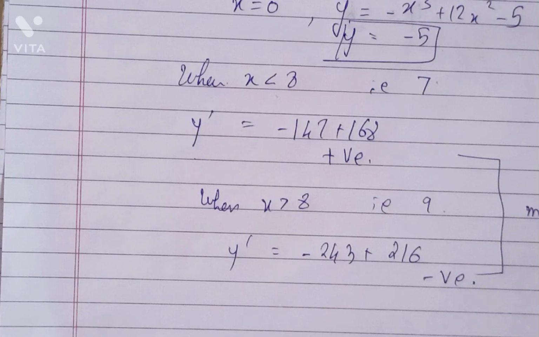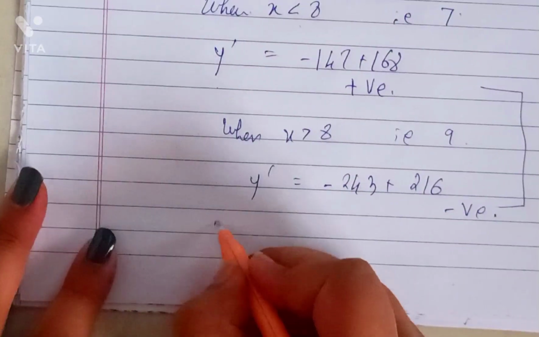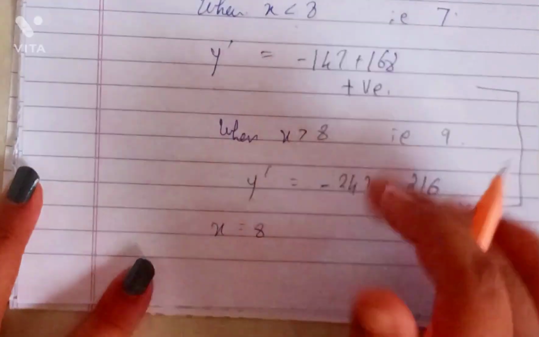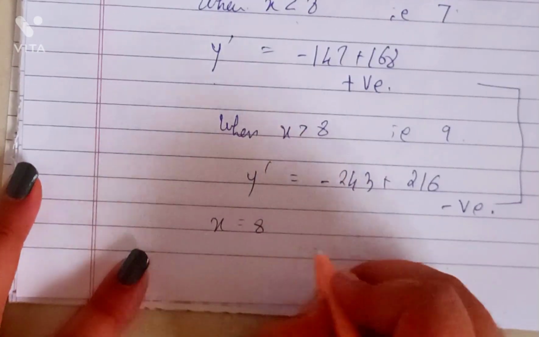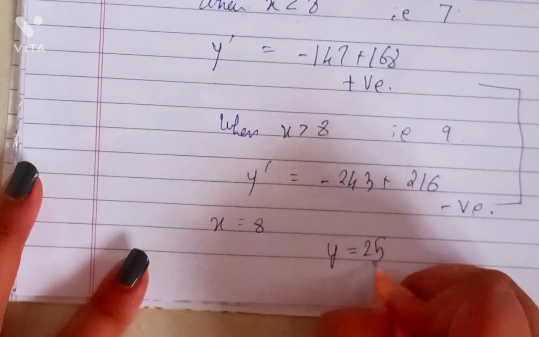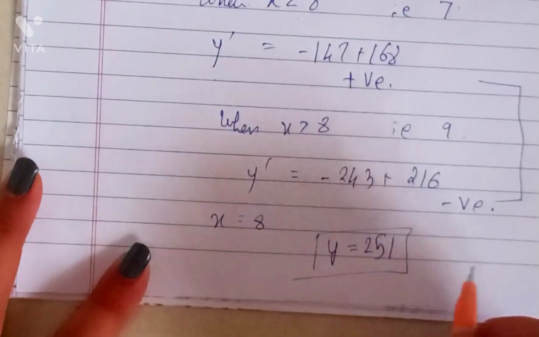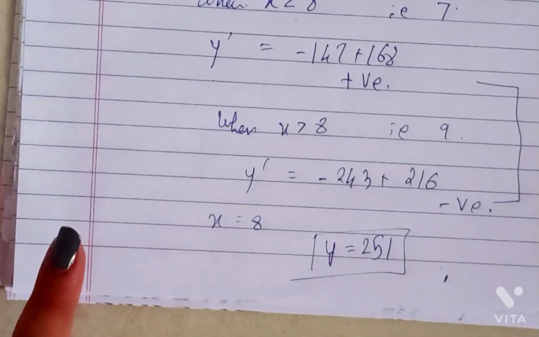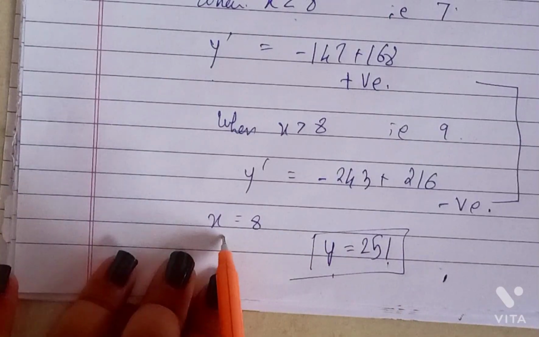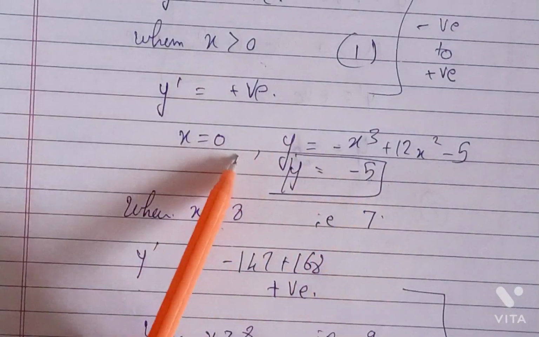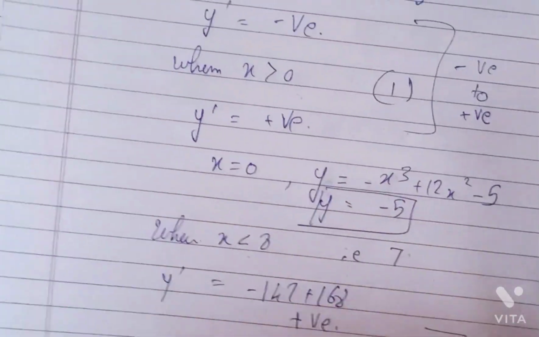Right, so we need to find the value also. So put x equals 8 in y. So you will get, at x equals 8, y equals 251. Put and see, you will get this only. So this is our required answer, that is 251 at x equals 8 and -5 at x equals 0.